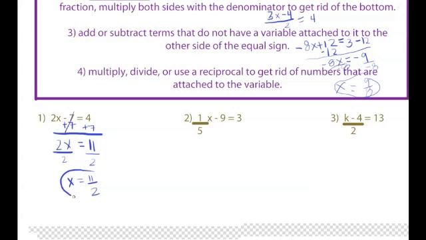And there we go. Okay. Looking at number 2, do I have anything to distribute? Nothing to distribute. Now this is a tricky one for my step 2.